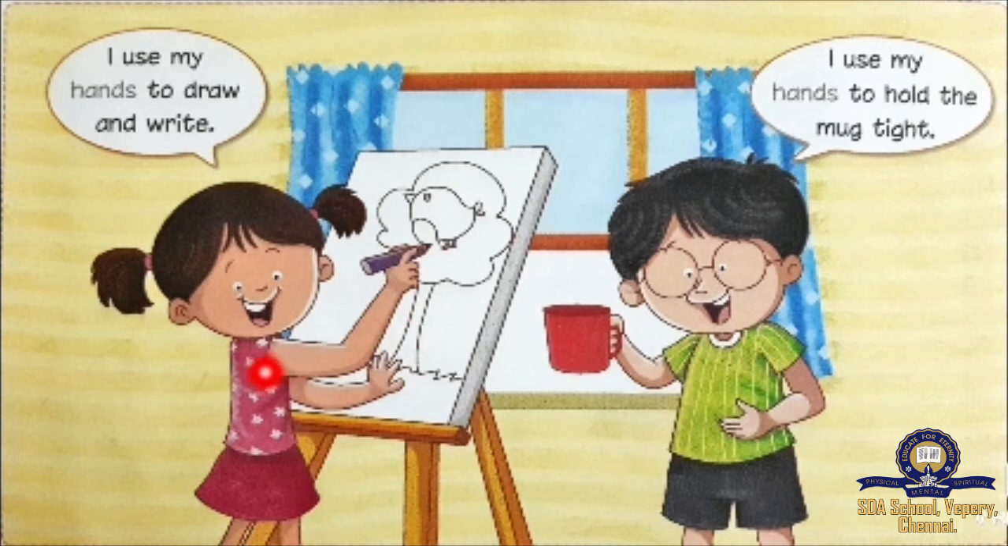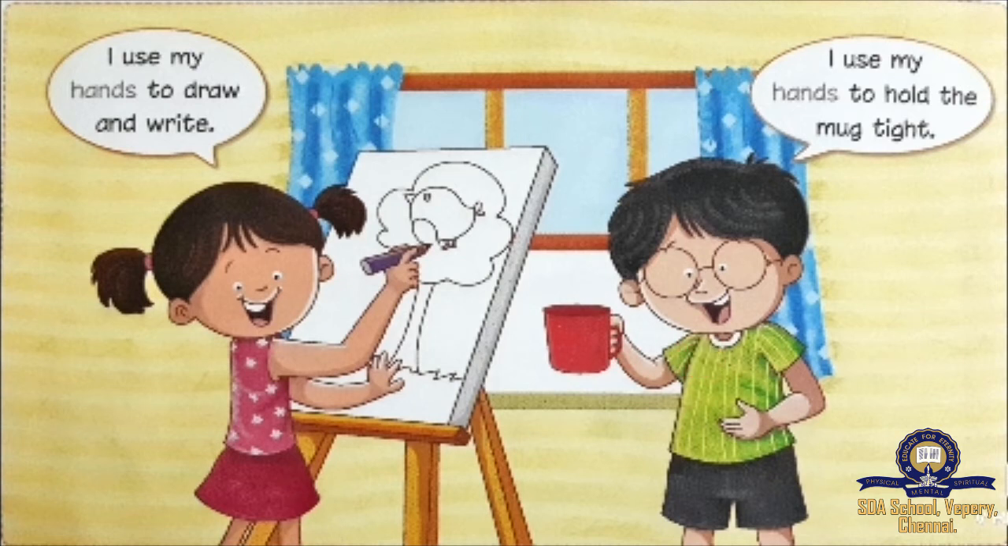Both are friends. Look at here. What is she doing? She is drawing the picture. Now she is telling, I use my hands to draw and write. For what purpose is she using the hand? She is using the hand to draw and write. Now look at here. Manu is telling, I use my hands to hold the mug tight. Why is he using the hand? He is using the hand to hold the mug.